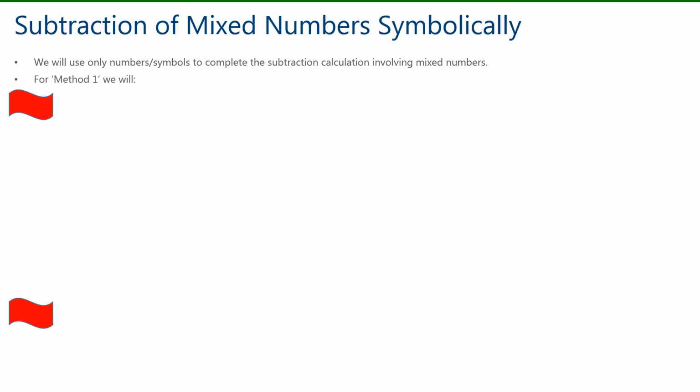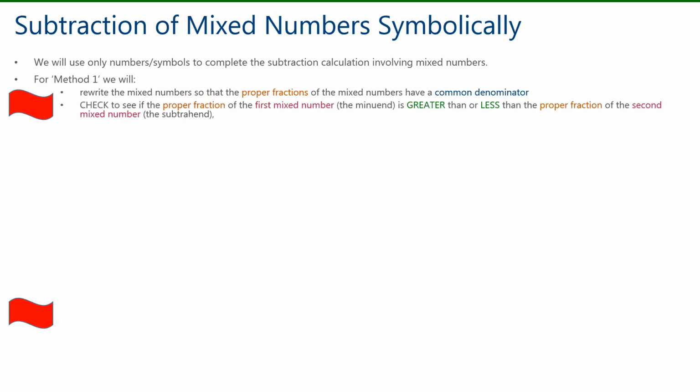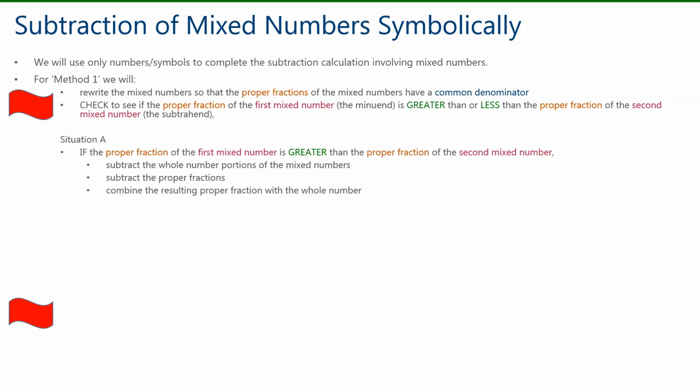So for Method 1, the first part of this applies for both situations. We rewrite the mixed numbers so that the proper fractions of the mixed numbers have a common denominator. We check to see if the proper fraction of the first mixed number, the minuend, is greater than or less than the proper fraction of the second mixed number, the subtrahend. And of course, this is what gives rise to our two situations. In the previous video for Situation A, in all of our examples, the proper fraction of the first mixed number was greater than the proper fraction of the second mixed number. Now, though, we move into Situation B.